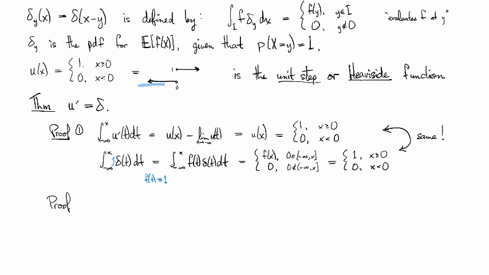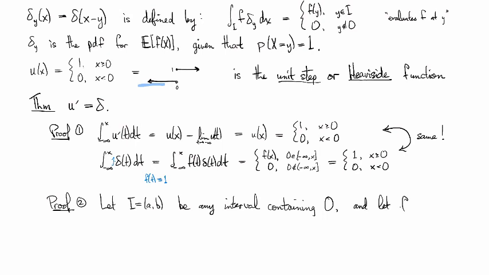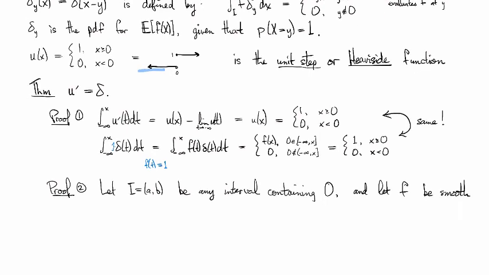For the second proof, let the interval from a to b be any open interval containing 0. So a is strictly negative, b is strictly positive. And suppose f is a smooth function, so differentiable, which vanishes at both endpoints of the interval. And so the interval here could actually be the entire real line. a could be negative infinity, b could be positive infinity, whatever. Okay, we just need that.